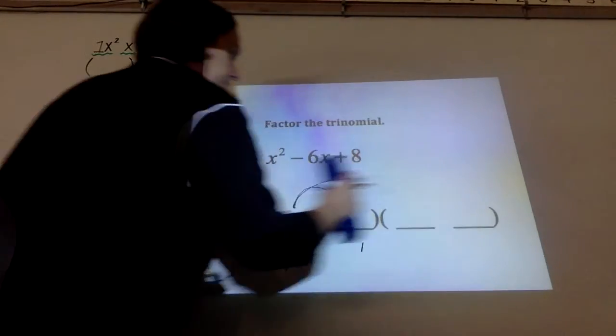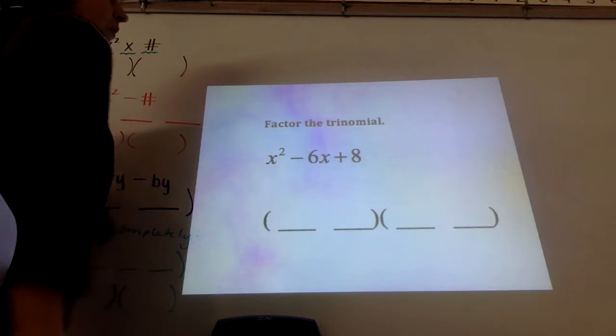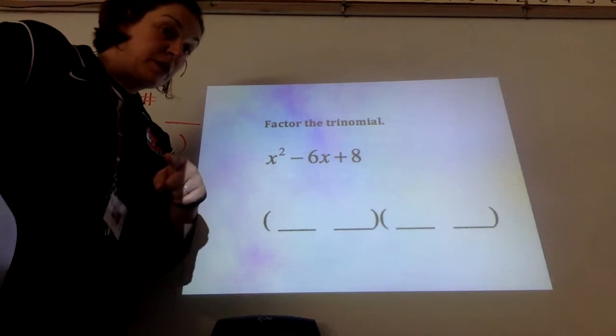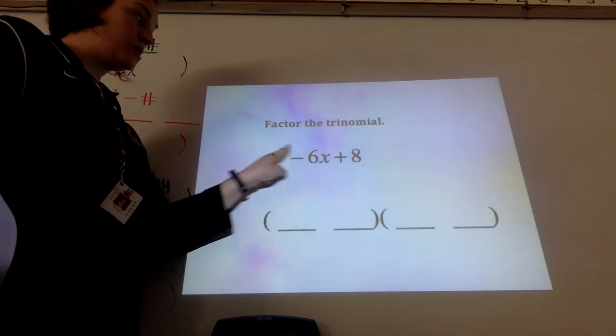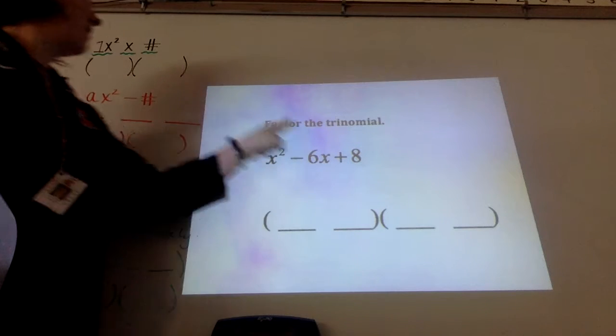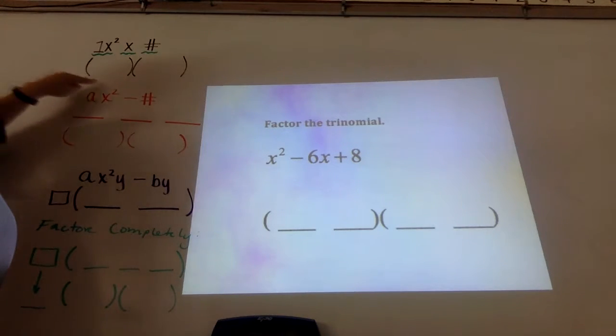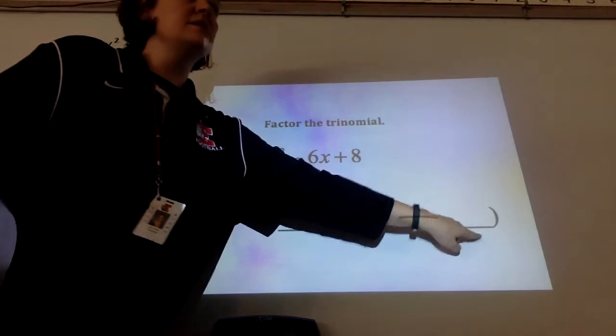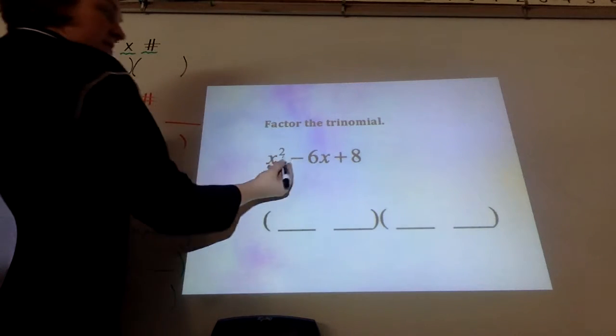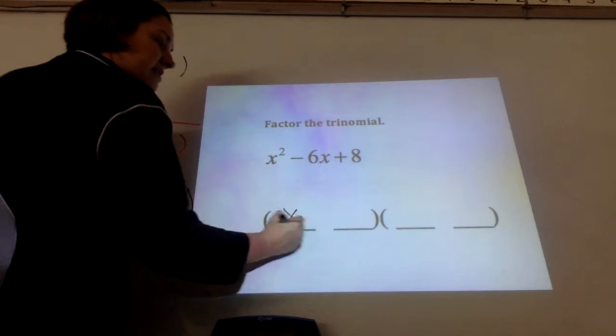Factor the trinomial. Whenever we encounter these problems, what we want to do is look at the form, x squared, x, and a number. That's going to fall under the form we've talked about up here. We would set up our parentheses, and we would follow the steps. The letter out front is x and x.